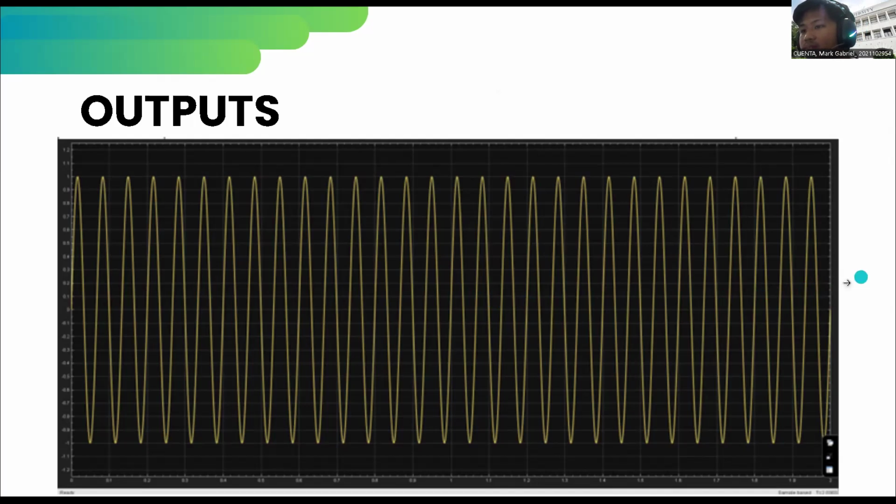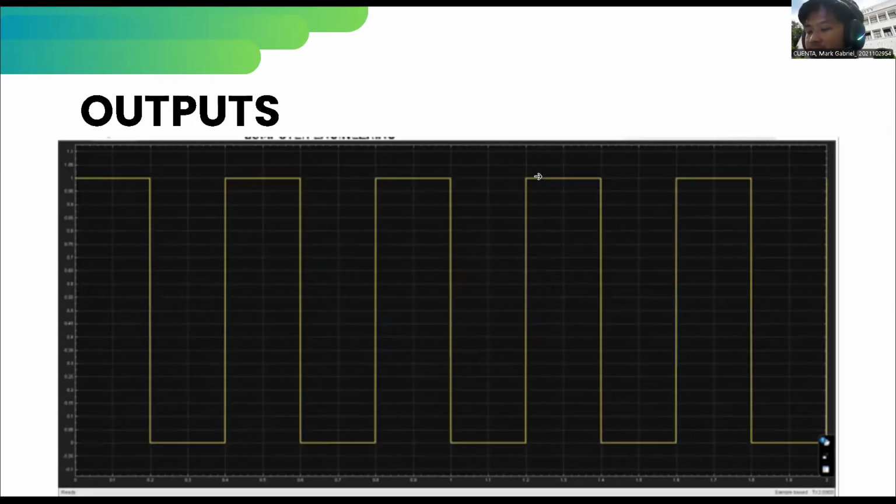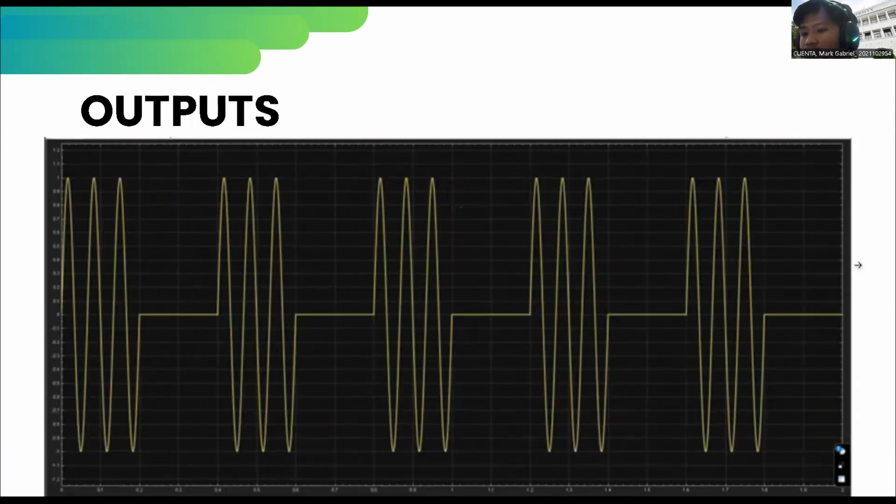Moving on to the next one, you can see the output of the pulse generator using scope 1 in MATLAB. Then, next is the ASK value, or again, it is the product value using scope 2 in the MATLAB of the experiment.